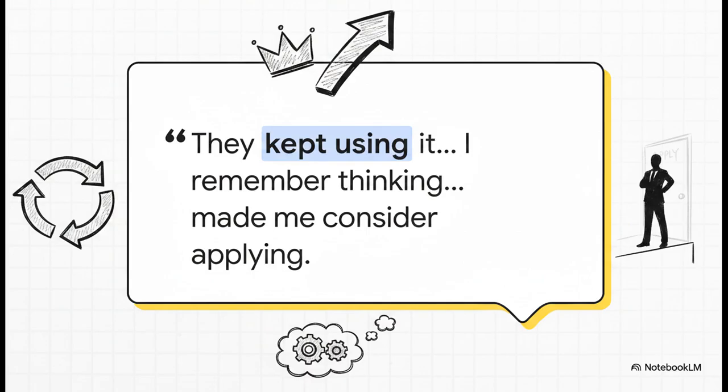Finally, concluding the STAR model with the result, the candidate says, "The team kept using the triage format. I remember thinking the issue was a shared standard. That experience made me consider applying for leadership." Pay attention how these advanced gerunds, kept using, remember thinking, consider applying, along with the correct prepositions, really build out the candidate's executive presence. This doesn't just sound like a tester. This sounds like a leader.